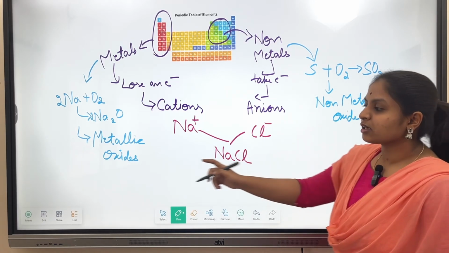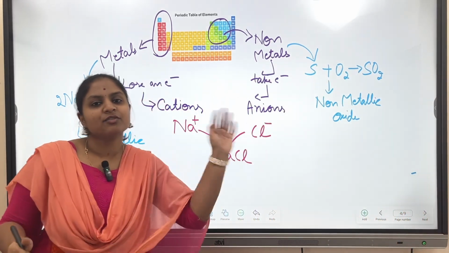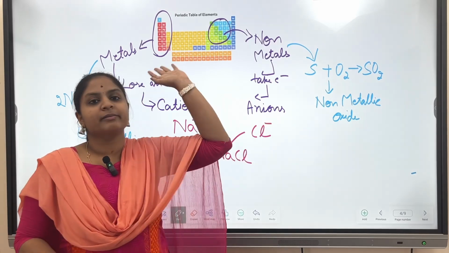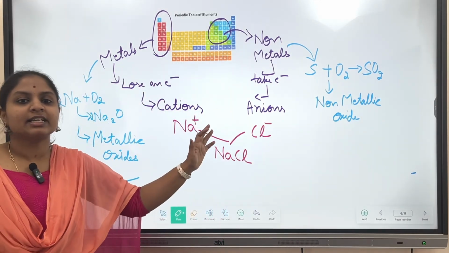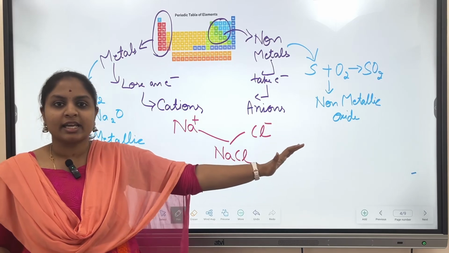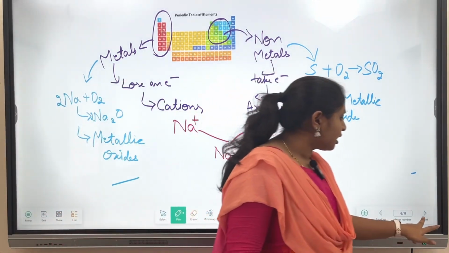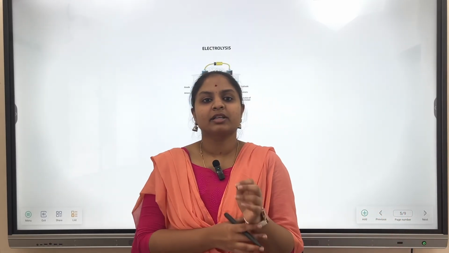So what are metallic oxides? Metallic oxides are the oxides formed by metals. Non-metallic oxides are the oxides formed by non-metals. So what all did we study here? We studied what are cations, anions, and we studied what are metallic and non-metallic oxides. Okay, ma'am, I am clear on this.